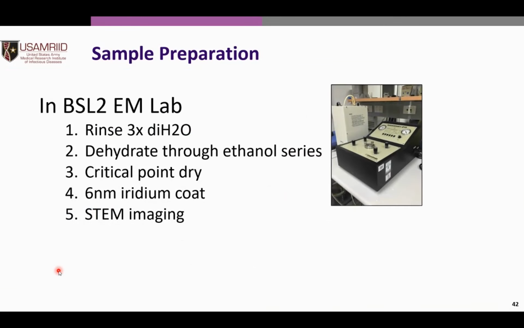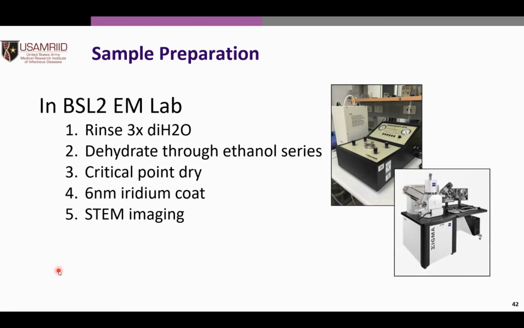And then in the BSL-2 lab, we were imaging these on the scanning microscope because that's where we could do all the automated stuff with the microscopes we had access to. So we would rinse the sample 3 times in DI water. We dehydrated the sample on the grid through an ethanol series. We would send it through the critical point dryer. We would sputter coat it and put a 6 nanometer iridium coat over everything, and then we would image that. We had a Zeiss Sigma, a scanning transmission electron microscope, that we were using for this.